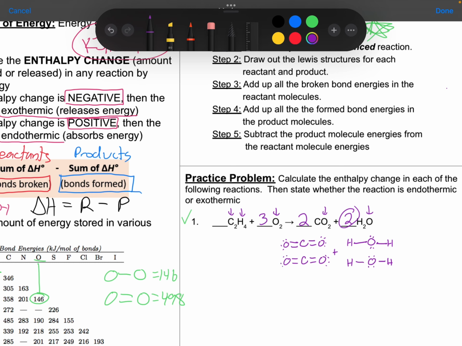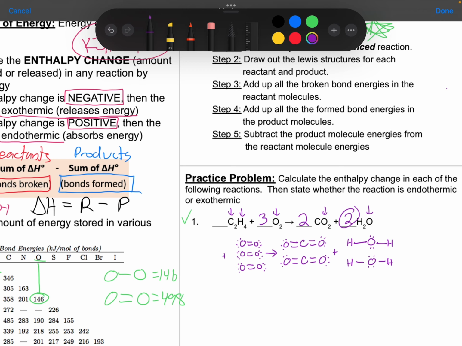Now over here, I'm going to put my little arrow in. I have 3 oxygen molecules. Oxygen molecules look like this. And lastly, we have our challenge one.